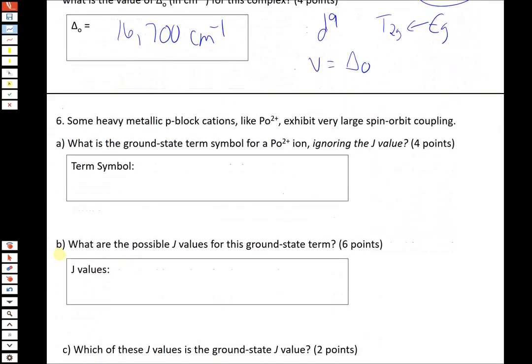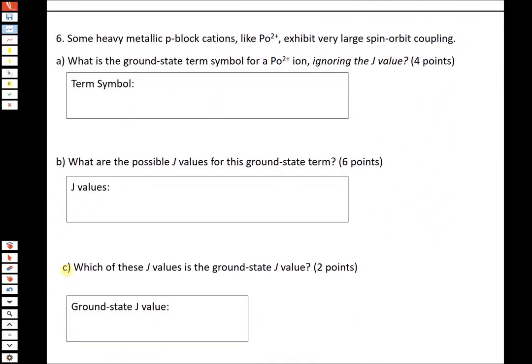All right, last problem here deals with term symbols. So we have a metallic p block cation, polonium 2+, which can have very large spin orbit coupling. So Po2+ is going to be a p2 ion. Those are going to be the valence electrons. I guess it's probably 6p2, so whatever that row of the periodic table is, but it's p2 is the important part. And we want to know what the ground state term symbol is, ignoring the J value.